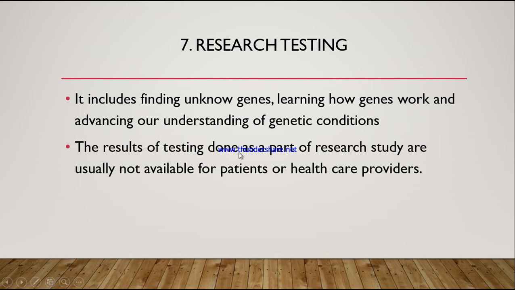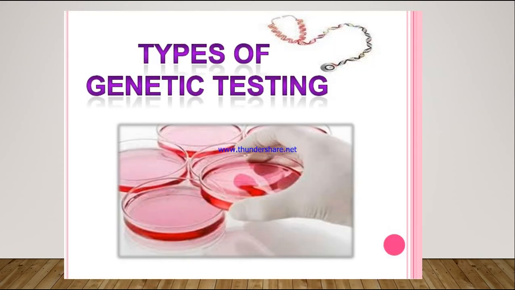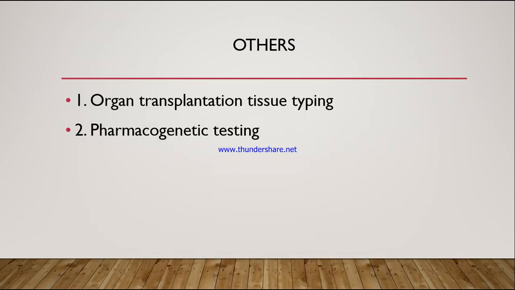The results of testing done as part of a research study are not available to patients, and they are not available to healthcare providers. This is because this is only research, so it is confidential. So this is research testing. So these are the 7 types of genetic testing. I hope this is clear.